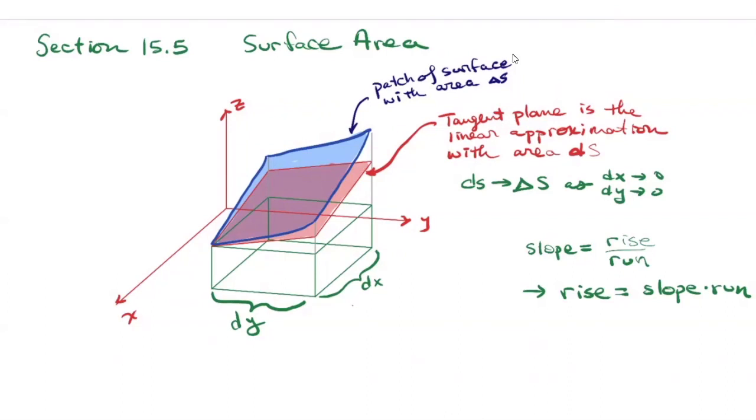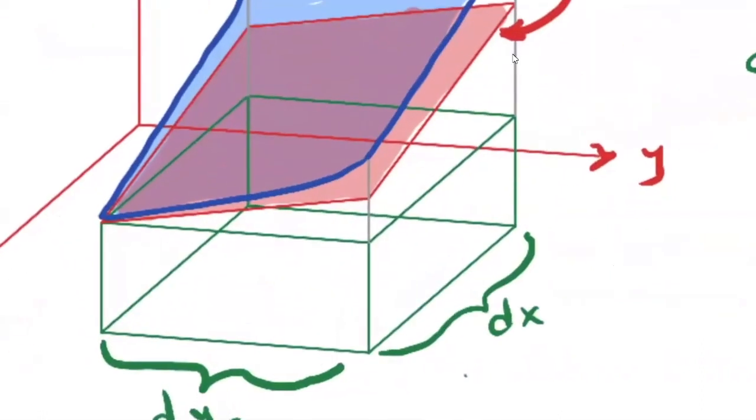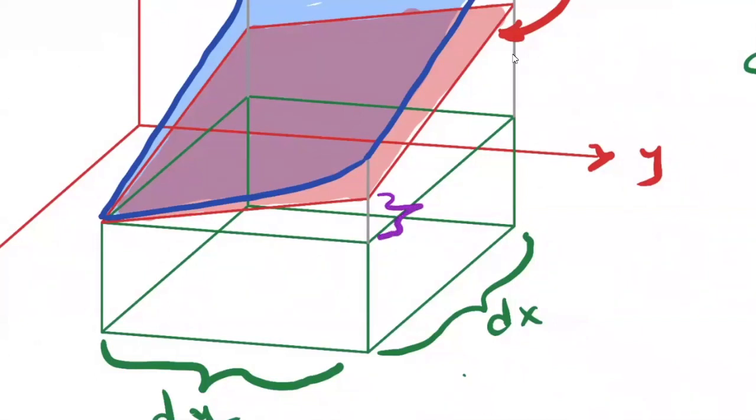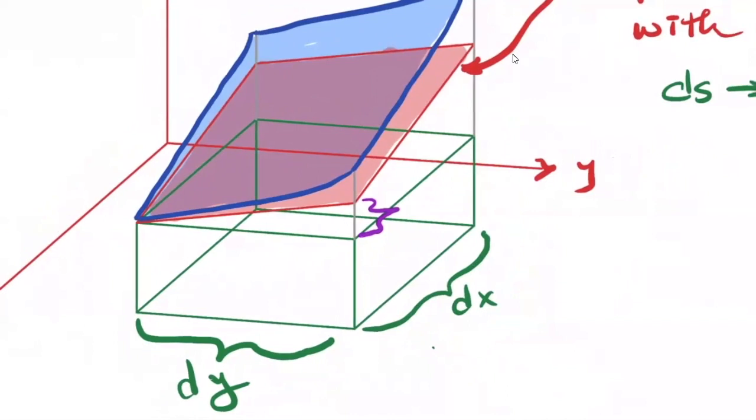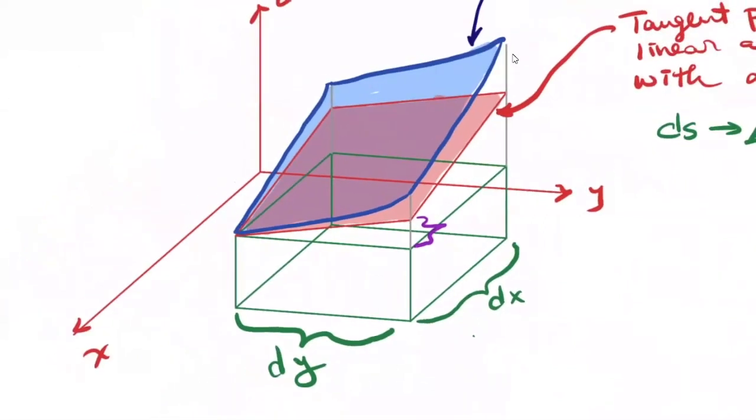Okay, so I don't know what color to use. Purple is going to be hideous. What about that? So, beautiful, love it. So that rise is going to be the slope. Now that's with y varying, so that'll be fy dy.